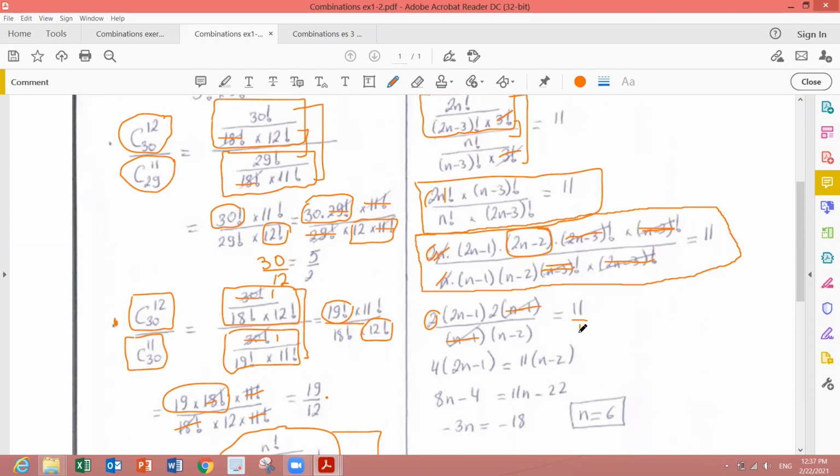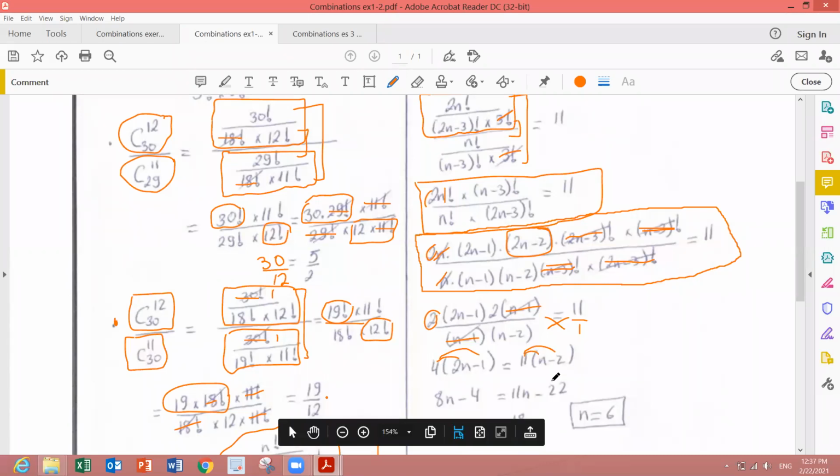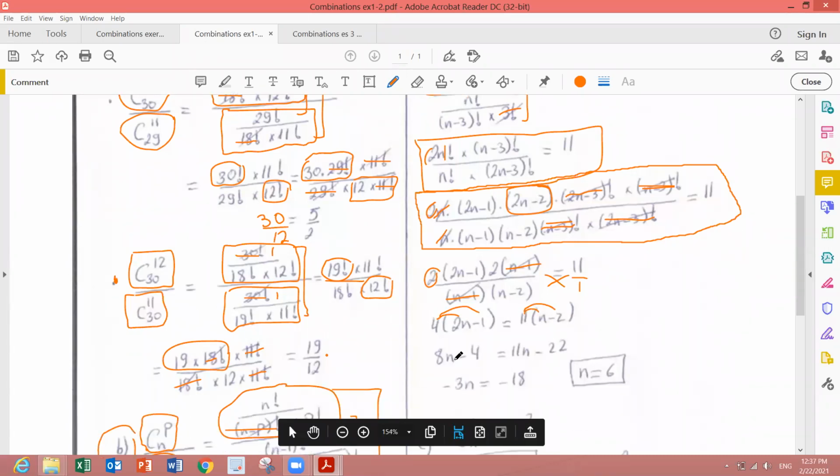Cross multiplication. 2 times 2, 4. 4 into 2n minus 1 equals 11 into n minus 2. Expand. 8n minus 4 equals 11n minus 22. We bring n to one side. 8n minus 11n is minus 3n. Minus 22 plus 4 is minus 18, and we get n equals 6.